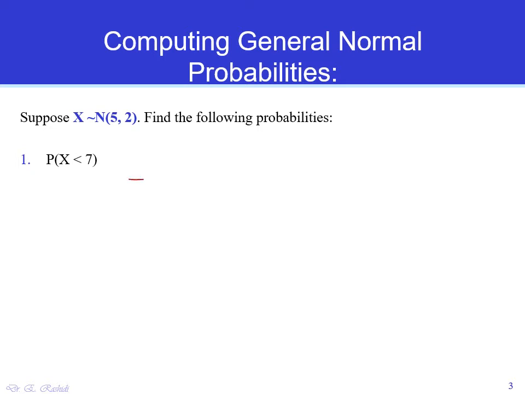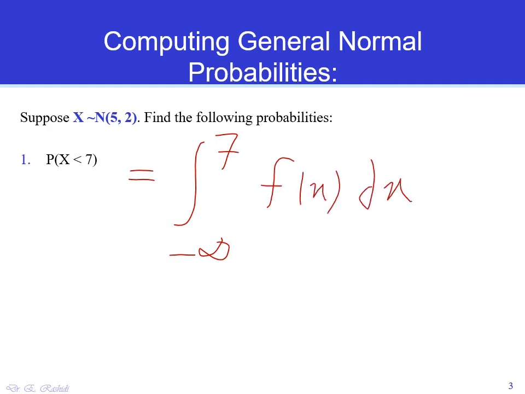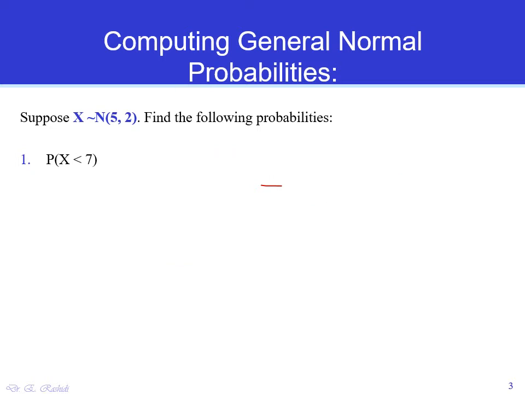So this would be equal to the integral from negative infinity to 7 of f(x) dx, and if we solve this, it's going to be equal to the probability. Or we can convert this to a z distribution and find it using the z table. So let's now do that.